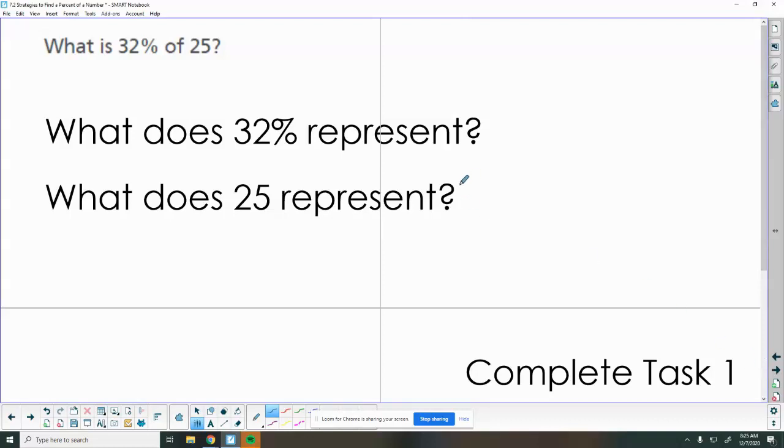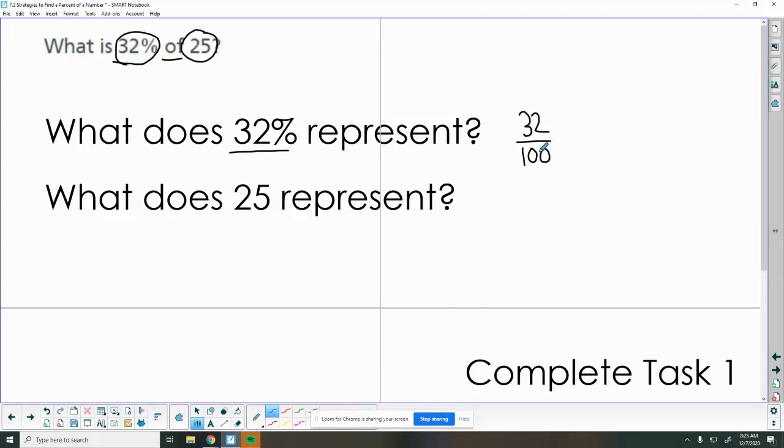So let's look at task one today. Task one asks, what is 32% of 25? A couple of questions to think about here: first, what is 32% representing? We know we have 32, and if you remember, the word percent means out of 100.